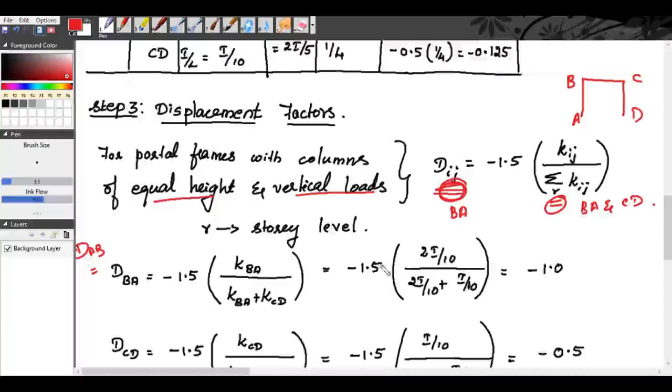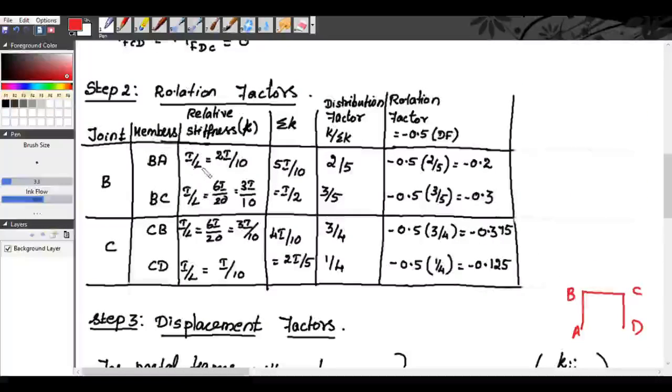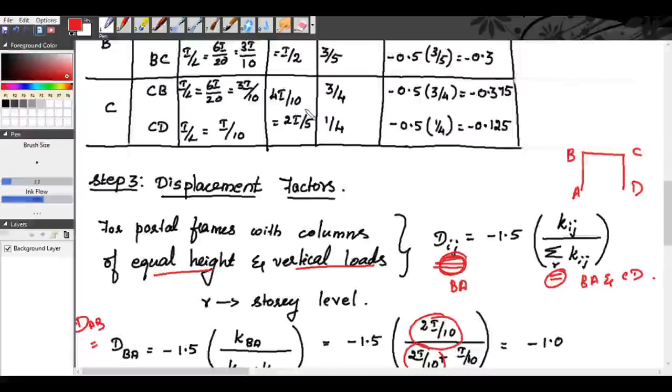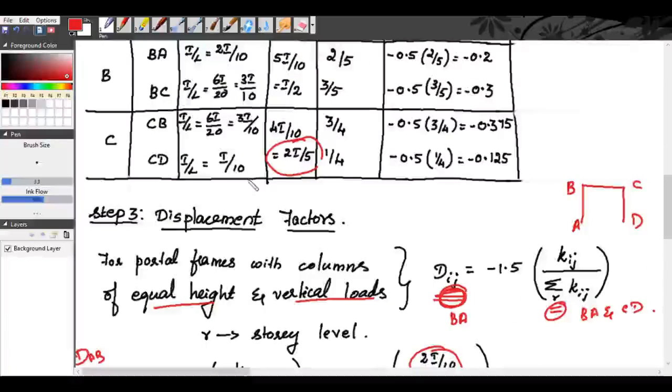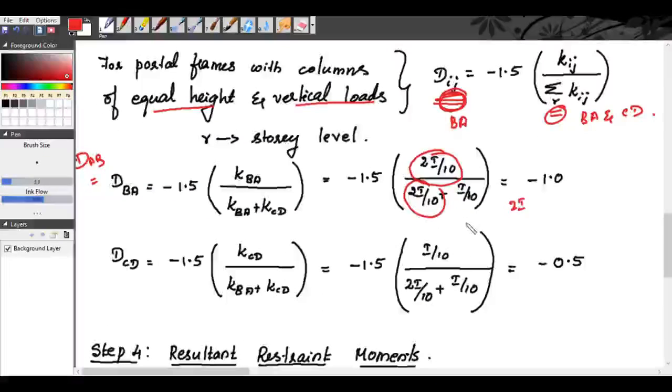So you get minus 1.5 into KBA, which for BA is 2I by 10, divided by KBA, 2I by 10, plus KCD, which is I by 10. So we get minus 1.